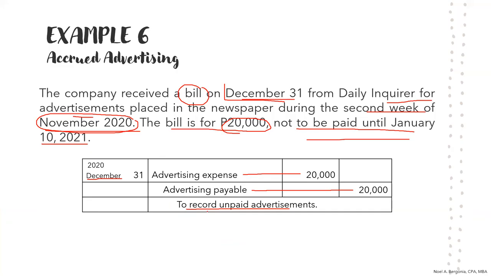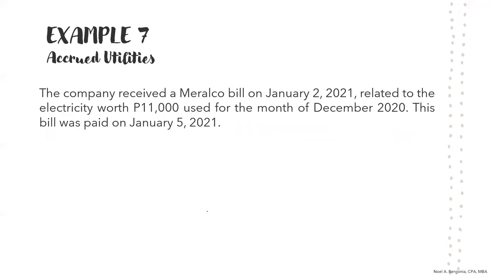Okay? So I'm now going to proceed with my last example related to accrued expenses, incurred, nagamit na, or nag-expired na, but not yet paid. So we have the last example na accrued utilities. So ngayon naman, utilities tayo. It's either Meralco, water bill, or telephone bills, and the likes. Okay? So the company received a Meralco bill on January 2, 2021. O, tignan mo, January 2 niya na-receive. But this is related to the electricity worth 11,000 used for the month of December 2020.